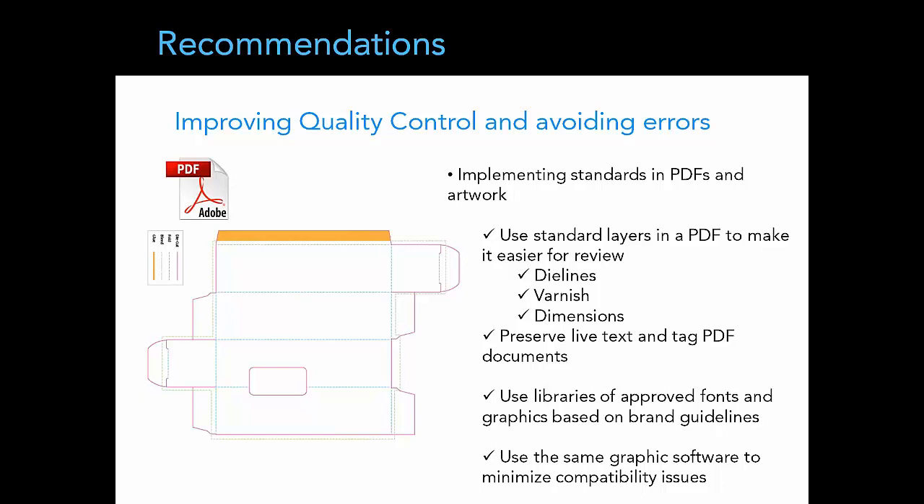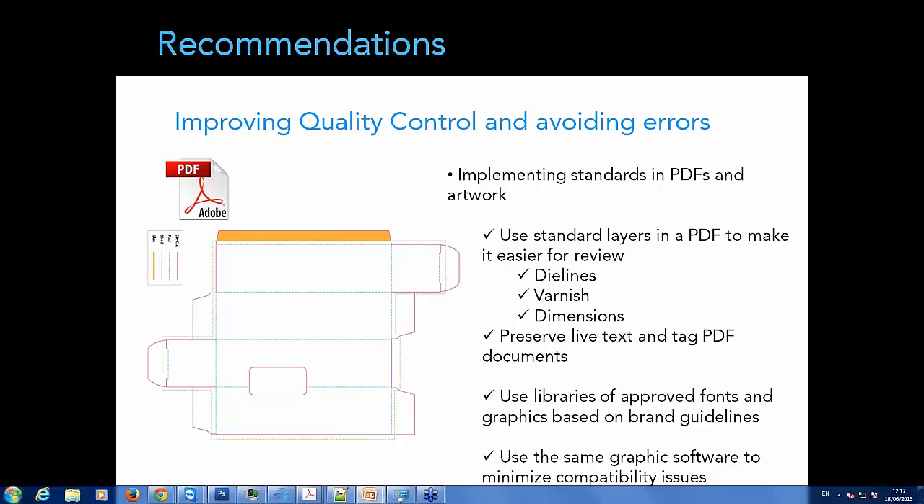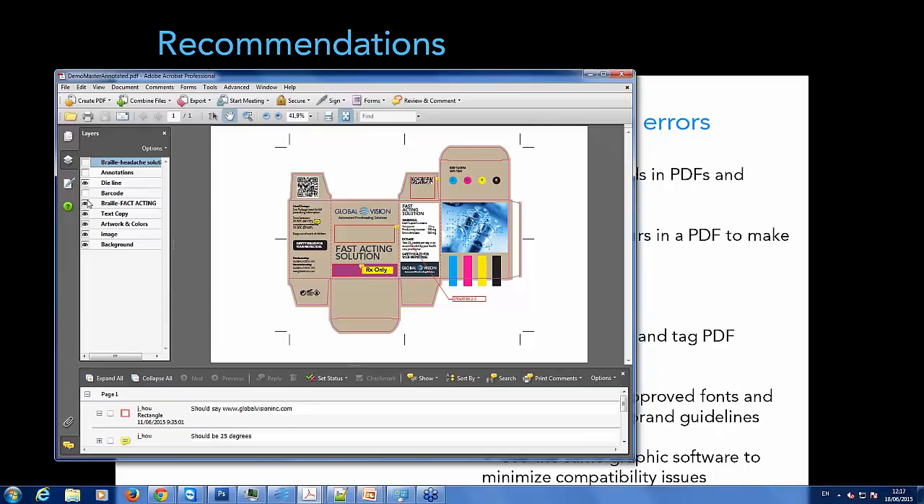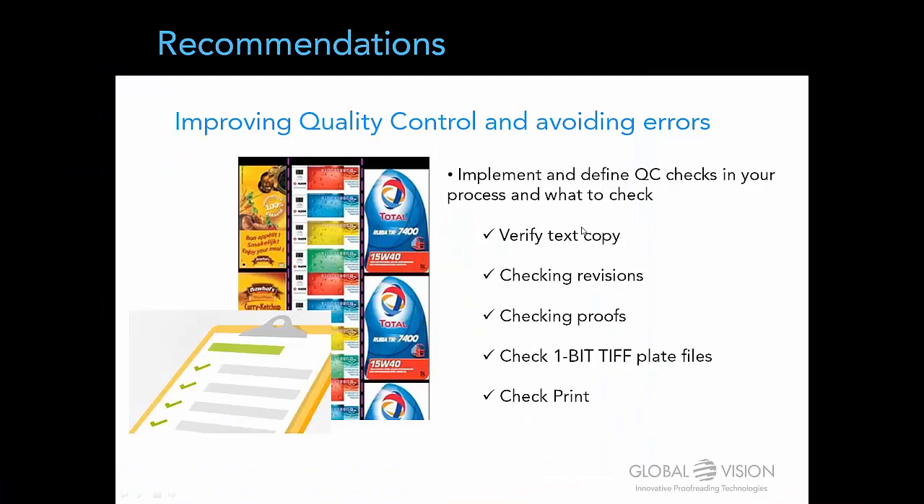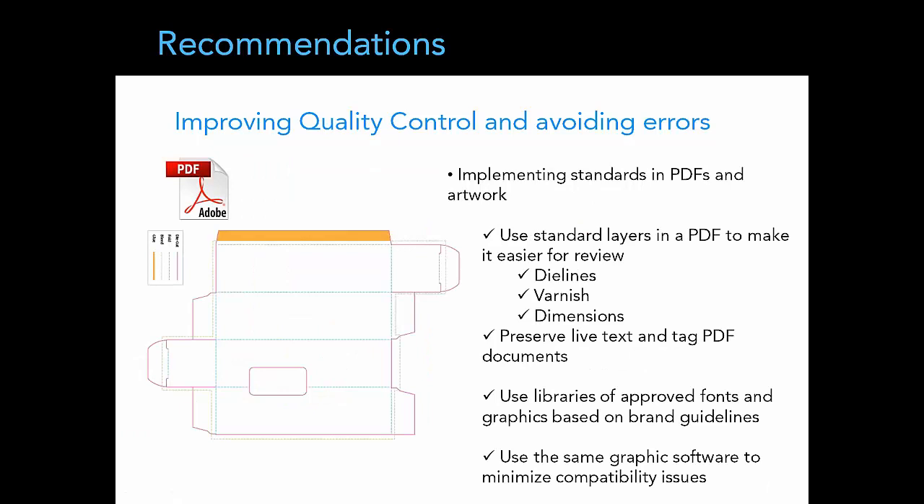Things that you can also do in terms of standardization in the process also could be to review some of the standards that you use for PDF files. So using layers in PDF to make it easier for review. So as an operator, I could actually open a file and just check off the different layers and review those, kind of like a checklist as well, to make sure that the artwork is created properly.